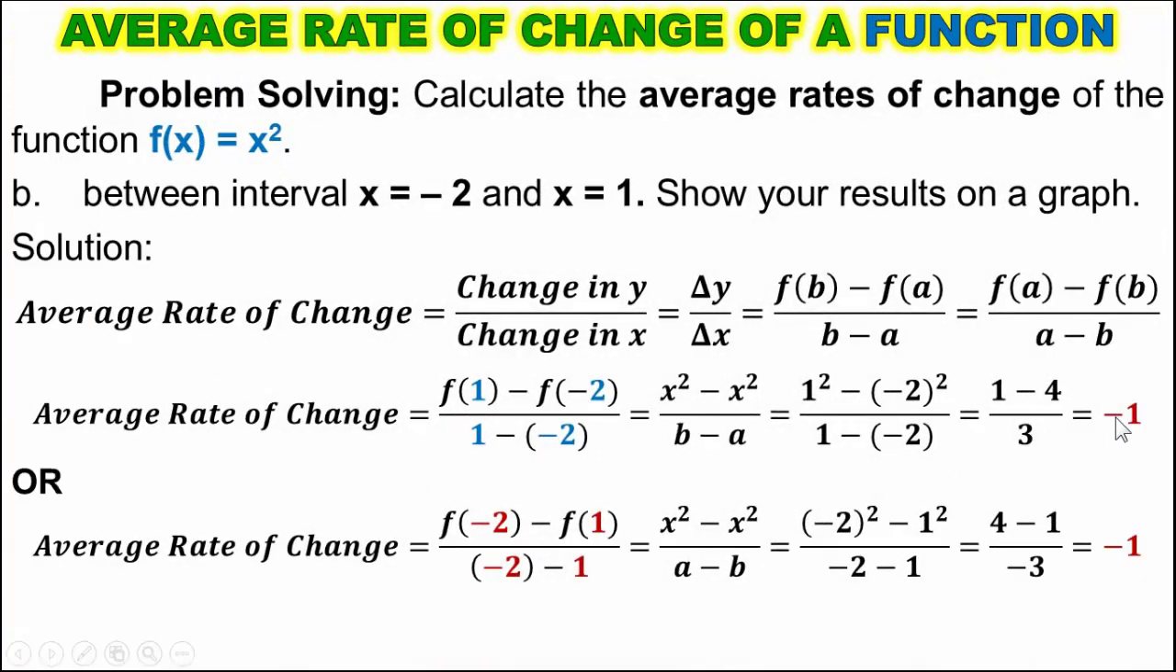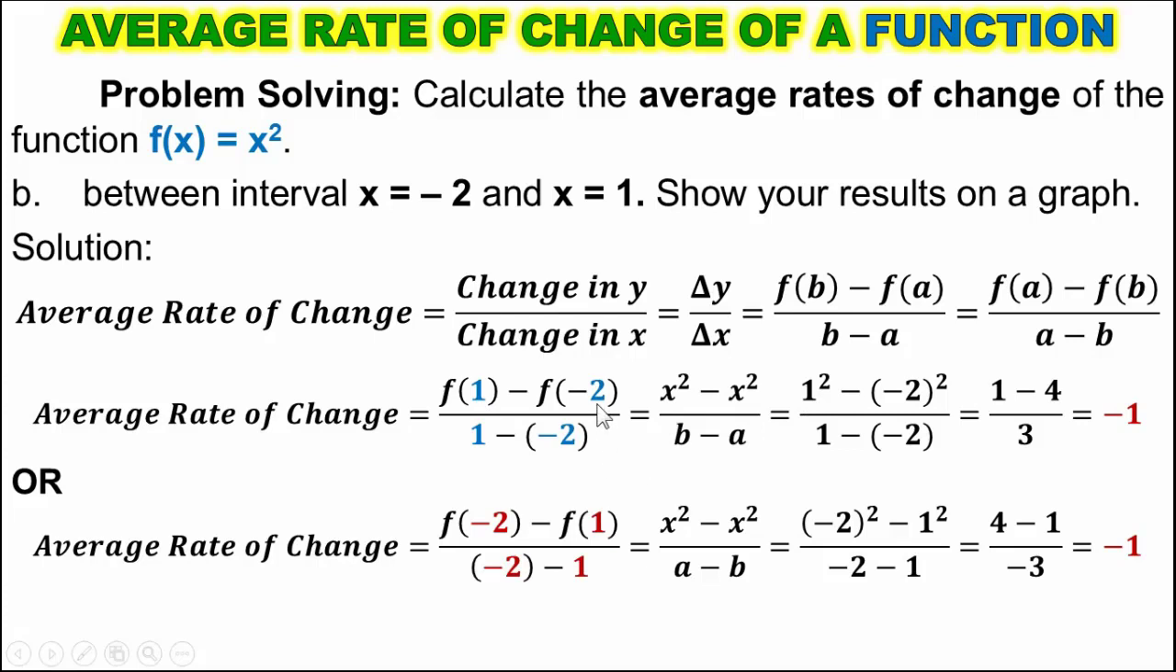The solution for letter B is simply plug in the values for a and b into the function f. The value of b will be replaced by 1. The value of a will be replaced by negative 2. Next, you use the definition of the function, which is x squared. Plug in the value of 1 and replace that variable x, and it will become 1 squared.